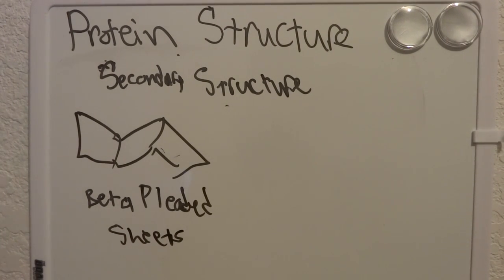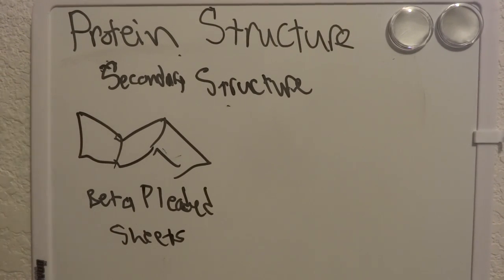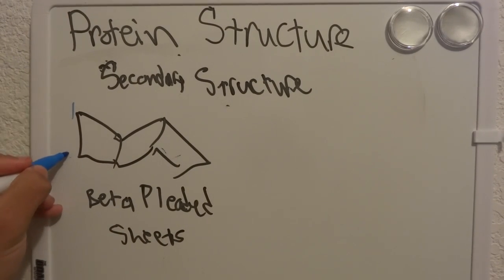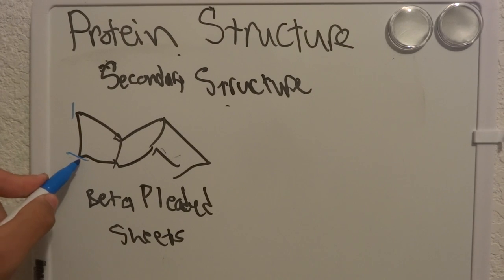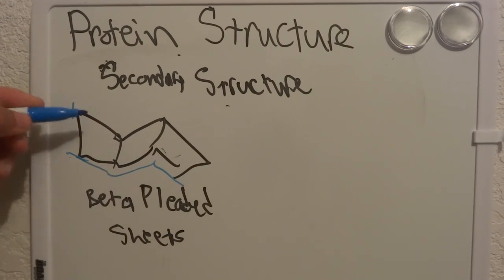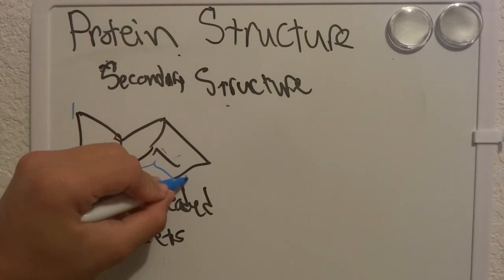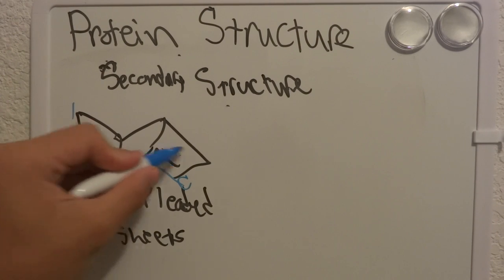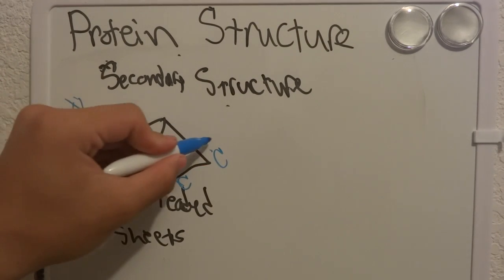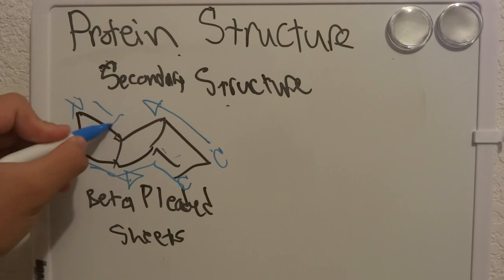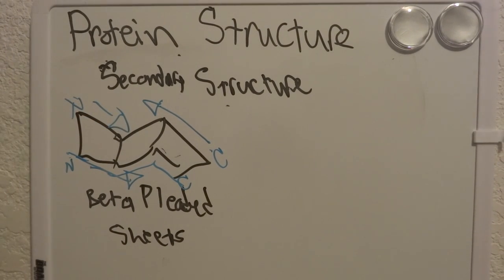Something to keep in mind about the beta pleated sheets is that it is a string of amino acids here. Sorry about that. String of amino acids here and here. So they run along there. The R groups are above and below the sheets. And something else is that they don't have to necessarily run in the same direction. So the N terminus and the C terminus, it can run from here to here, and this can run this way or this way. It really doesn't matter. It can be parallel or anti-parallel.